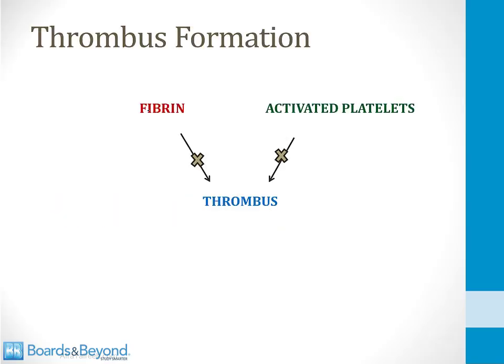Recall that the two ingredients for a blood clot, or thrombus, are activated platelets and fibrin, which comes from the coagulation cascade. There are many diseases where thrombus forms and is harmful to the patient, and in these disorders we try to block the formation of thrombus. We can do that by either blocking the formation of fibrin or blocking the function of activated platelets.